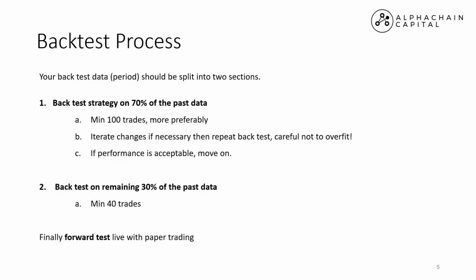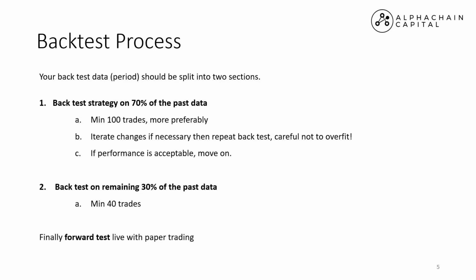So at the end of the first part, if you're happy with the performance, then we move on to the second part of the sample data, so the remaining 30% of the past data. Now this is where you've basically defined your strategy in the first part, you've made any alterations, and you just do a minimum of around 40 trades on the remaining part of your data.